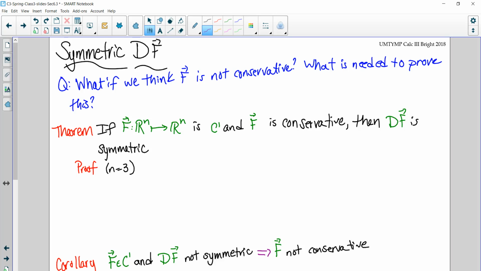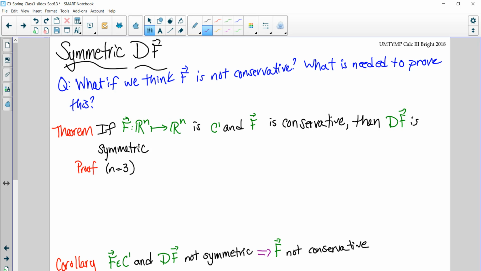Right, and so our study so far of vector fields and path independence and using the fundamental theorem of line integrals relied on this idea of f being conservative. And so what do we do if f isn't conservative? Can we prove it? What do we need to do this? We're going to attempt to answer this, but before we do that, we need to talk about a theorem.